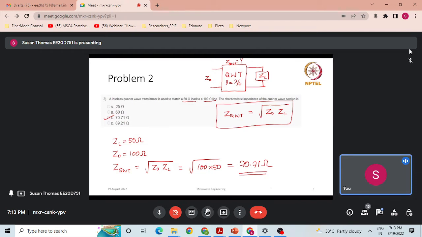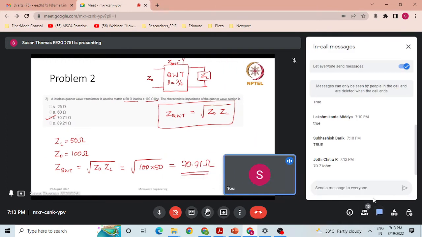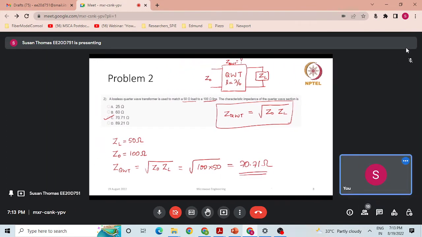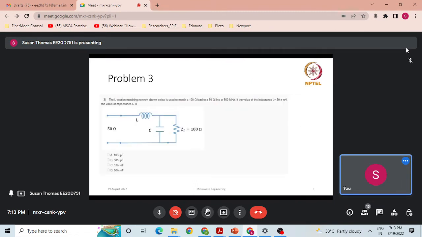Okay, let's move on to the next problem. I hope this is clear. There might not be any doubts because it's a very simple numerical. Although if you have any clarifications, you can just let me know. Okay, so going to the third problem.